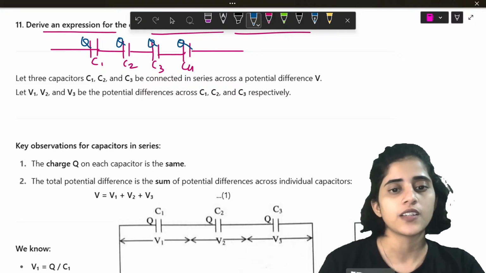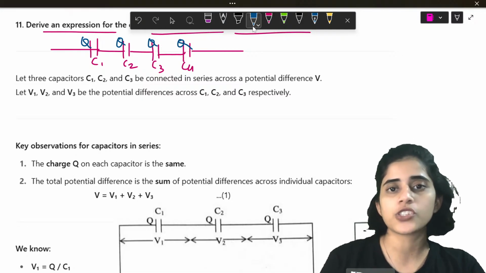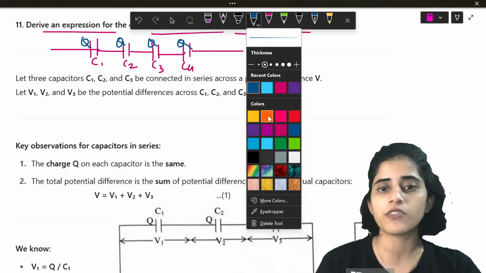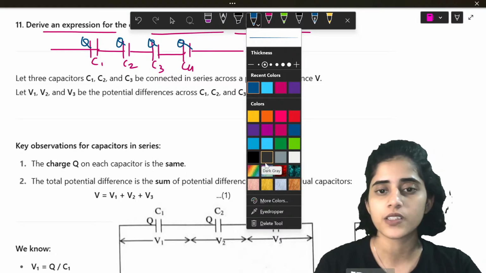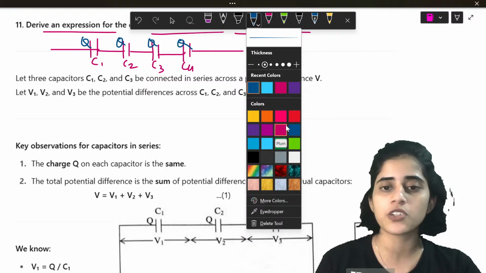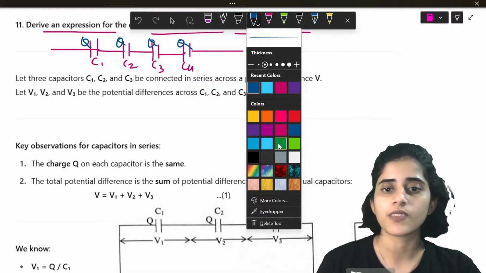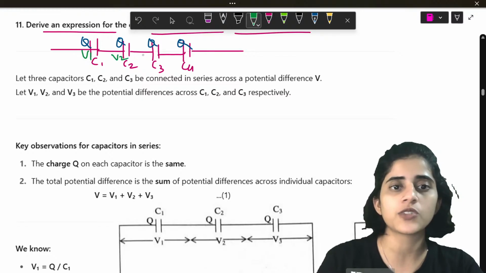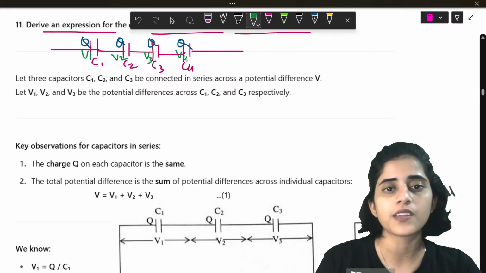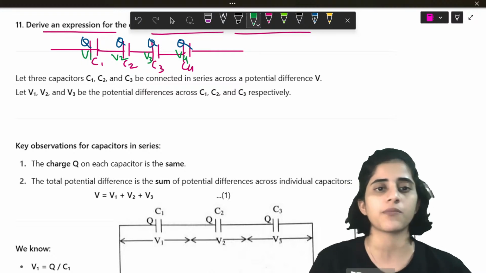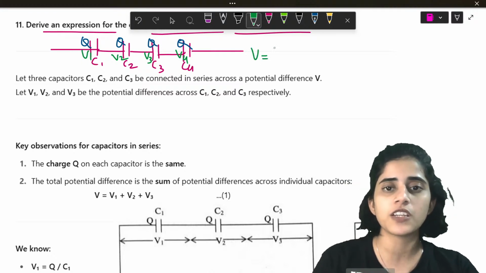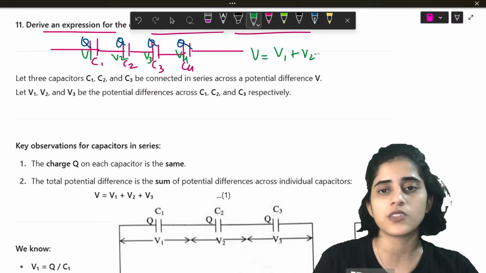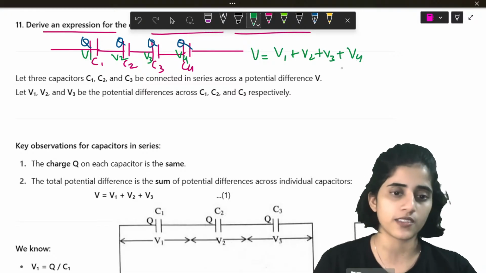So if charge is going to be Q everywhere, then potential would be V1, V2, V3, and V4. It's not going to be the same. And total potential V will be V1 plus V2 plus V3 plus V4. It just goes on like this.